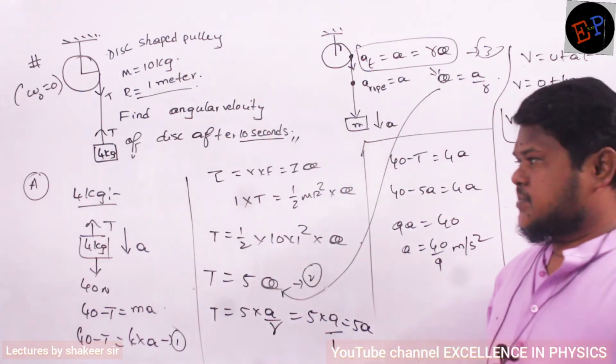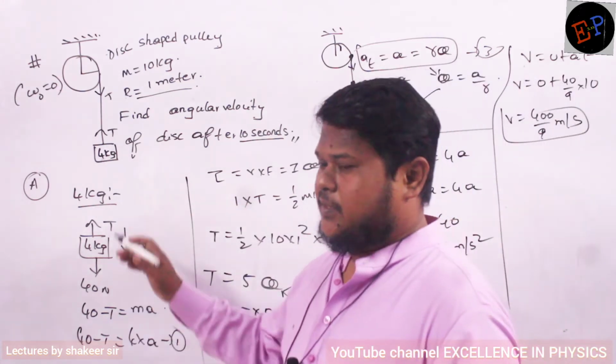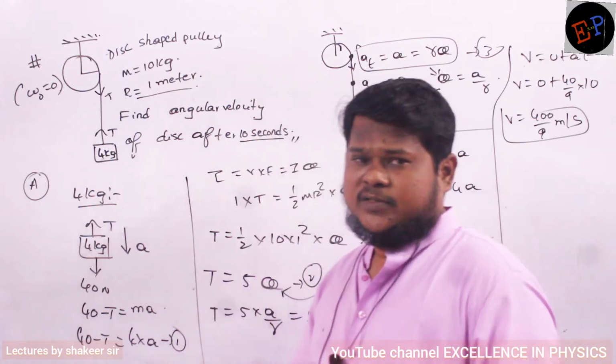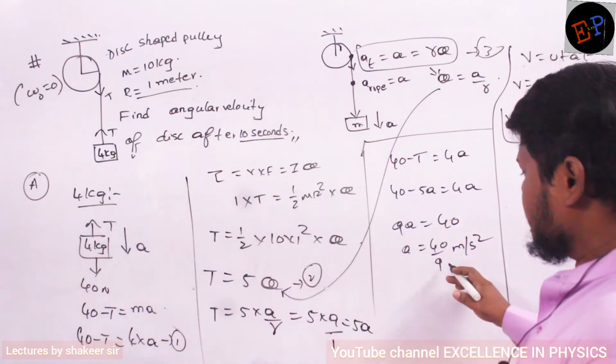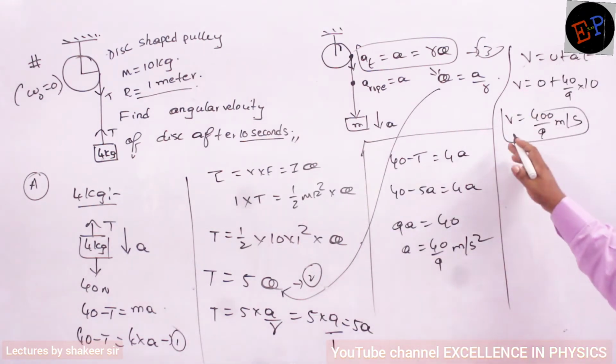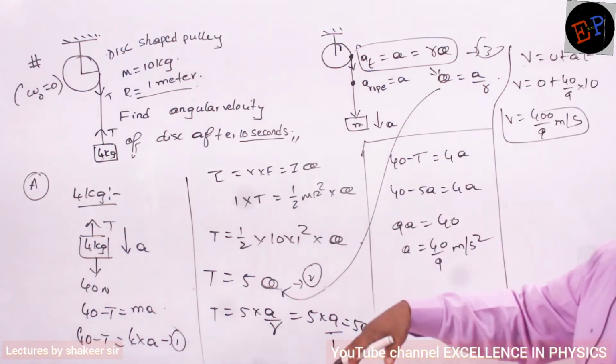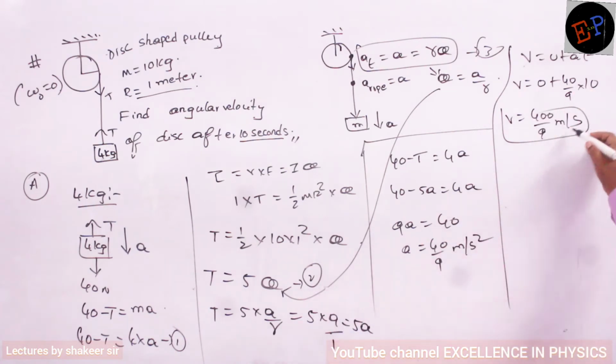Listen very carefully, then we can understand. So what is the velocity of the 4 kg body after 10 seconds? It has an acceleration of 40 by 9, no? So we are calculating the final velocity. After 10 seconds, V is equal to u plus at, 400 by 9 meters per second.